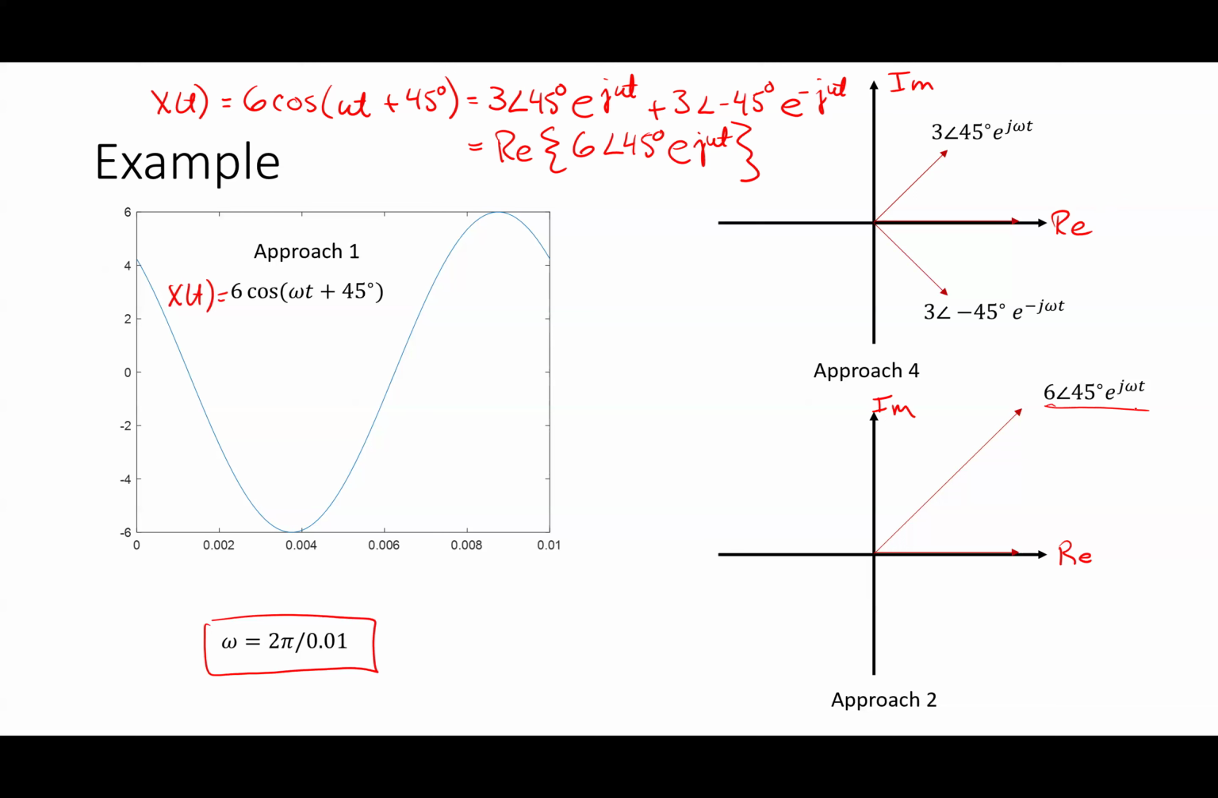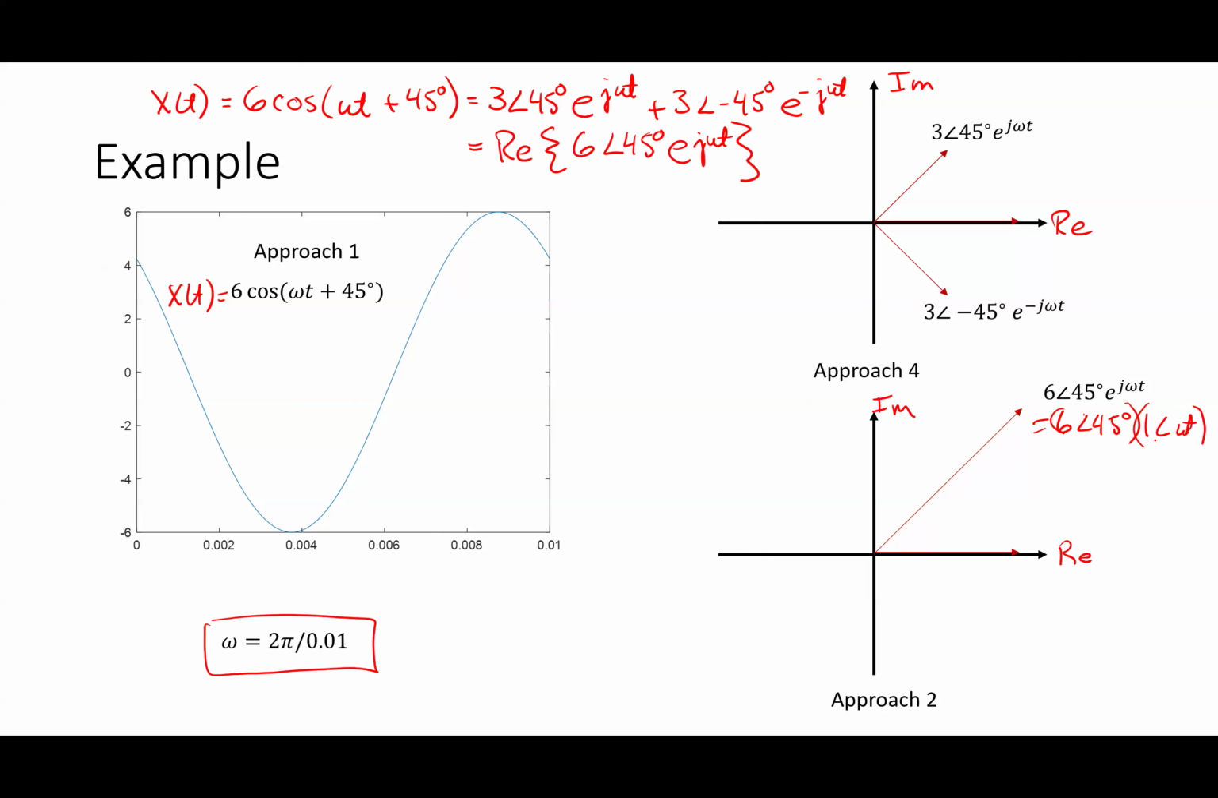Well, the first thing I drew is this: 6 angle 45 degrees e to the j omega t. First of all, e to the j omega t, that messes you guys up, right? E to the j omega t is basically a vector with a unit magnitude and an angle of omega t. So in other words, I can think of this as 6 angle 45 degrees times 1 angle omega t. That's what that is.